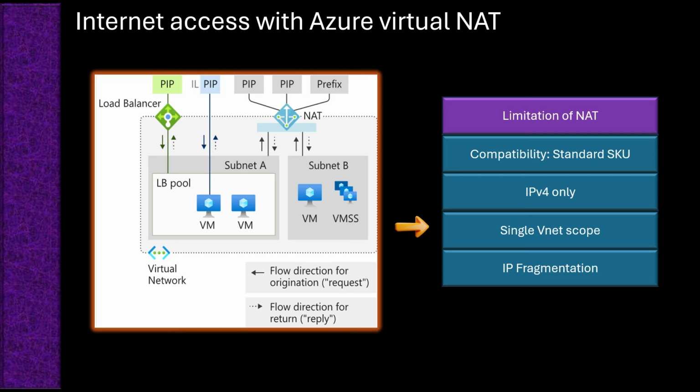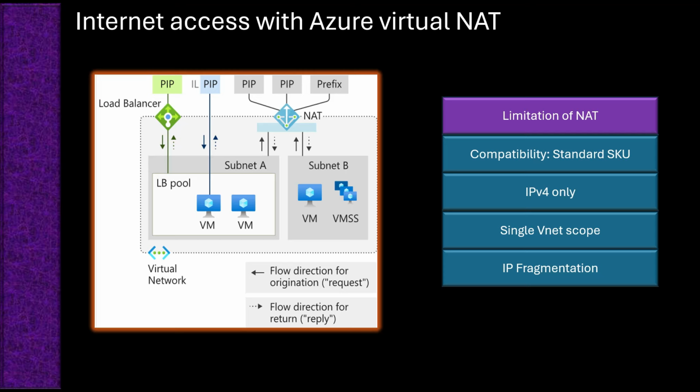NAT cannot span across multiple VNets, so each NAT instance is isolated to the virtual network it's deployed in. NAT does not support IP fragmentation. This can affect applications that rely on fragmented packets, so it's crucial to test applications in NAT-enabled VNets if fragmentation is required. By understanding these coexistence factors and limitations, you can optimize network architecture in Azure, balance inbound and outbound needs while working within NAT-specific constraints.